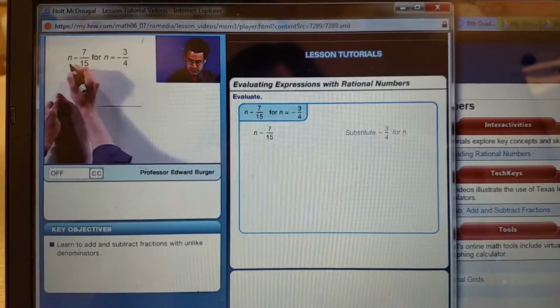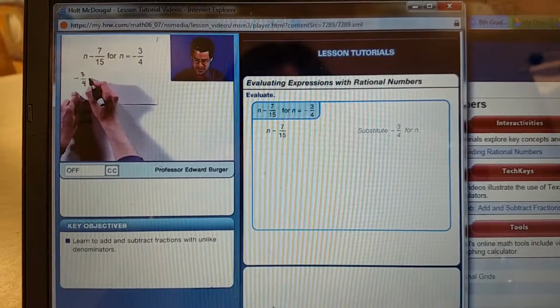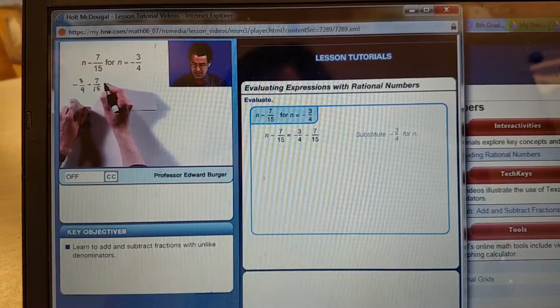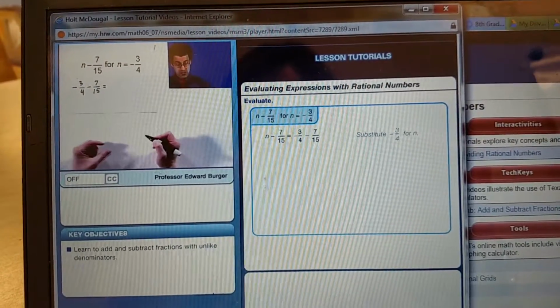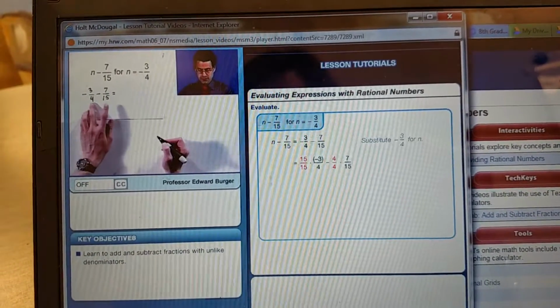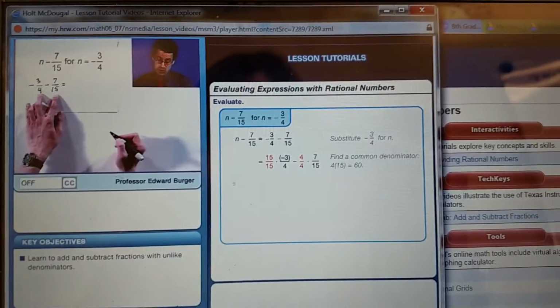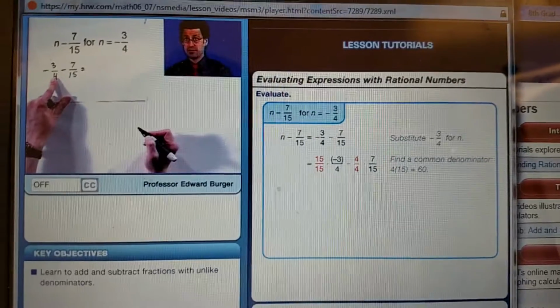So I have negative, replacing the n by negative 3/4, and then I have minus 7 over 15. So I'm going to need a common denominator. Well, what's a common denominator? I can just take the product of the 4 and the 15, and I get 60. So what do I have to multiply 4 by to make it 60? I have to multiply it by 15.